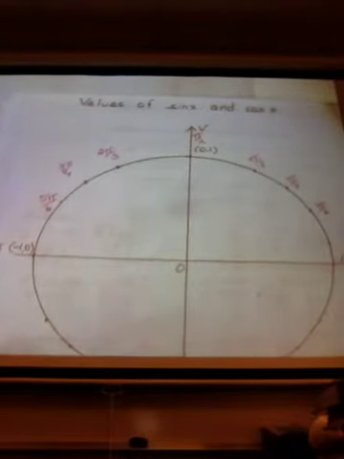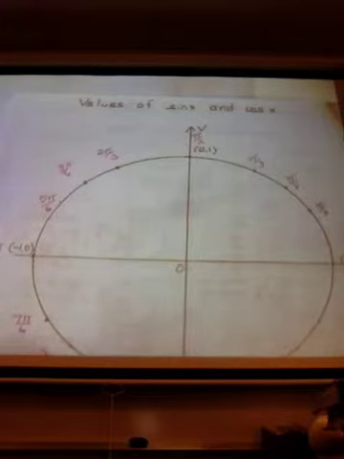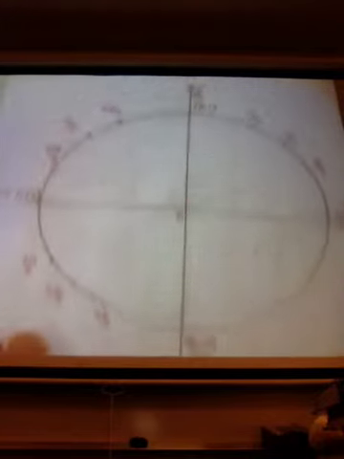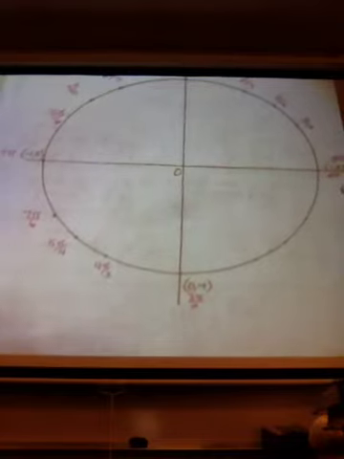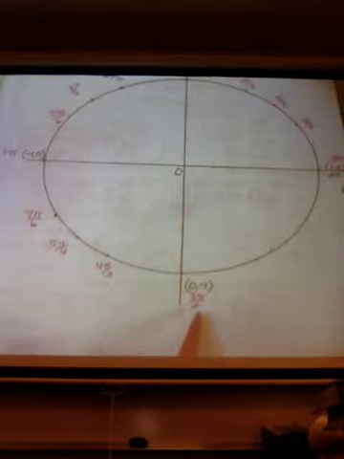Okay, then we go down into the third quadrant, and this would be 7 pi over 6. This would be 5 pi over 4. This would be 4 pi over 3. And then we have 1 1/2 pi. So it goes 1 1/6, 1 1/4, 1 1/3, 1 1/2. So it makes sense to you.